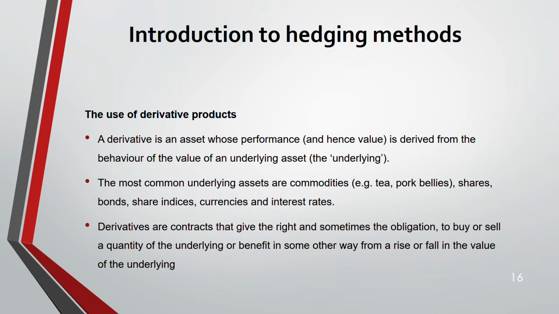Now, derivatives are contracts. This is the definition of derivative. They are contracts that give the right, and sometimes the obligation also, to buy or sell a quantity of the underlying. You can do either, buy or sell. It's like a contract. Through this, you can buy or sell tea, coffee, currency, or interest rate. That is the meaning of this.